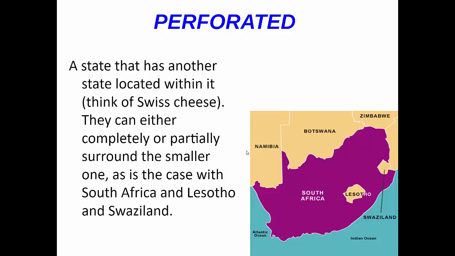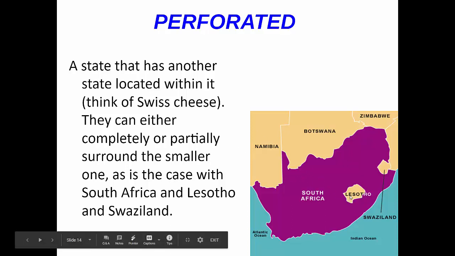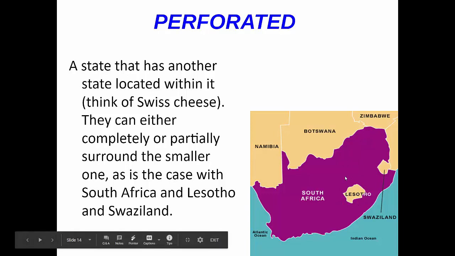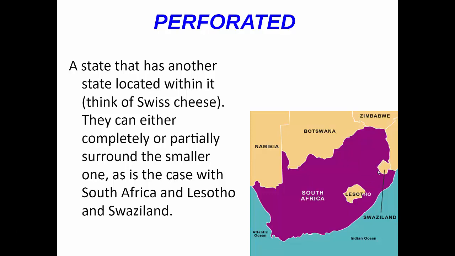Our best example is South Africa, because it has not one but two states that it surrounds in some way. First, Lesotho, right? It completely surrounds that. So South Africa is a perforated state, and Lesotho is the perforation. And also Swaziland, right, is a perforation of South Africa. Even though it doesn't completely surround it, it's a country that is located inside of it. All right. Italy's another great example of a perforated state. It has Vatican City and a second country, Andorra, that is located inside of it.